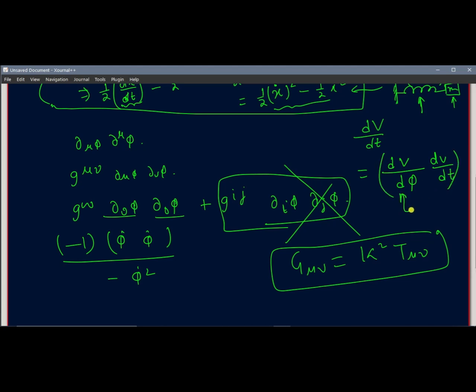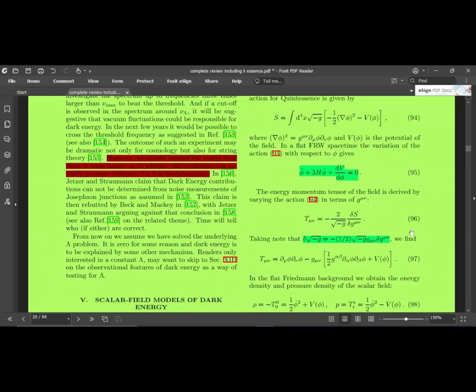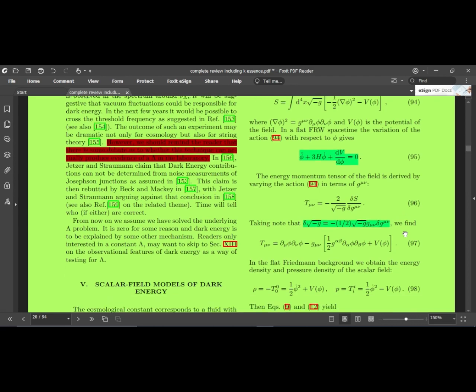Okay, so dV over d phi, sometimes people write it as V prime, or sometimes as V subscript phi. It means that they are representing the derivative of the potential. So you don't have to worry about this kind of thing.